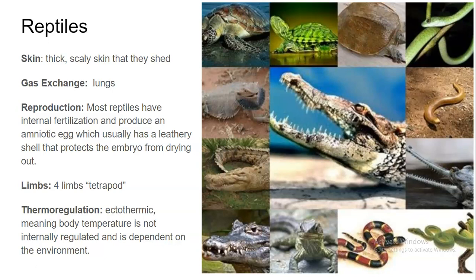Most reptiles have internal fertilization and produce an amniotic egg, which usually has a leathery shell that protects the embryo from drying out. So this is an actual shelled egg that can be laid on land. It doesn't have to be laid on water. And that was a great adaptation for reptiles who moved on to land. They have 4 limbs, and they're also ectothermic, meaning that they have to bask in the sun to warm up, to be able to move around.